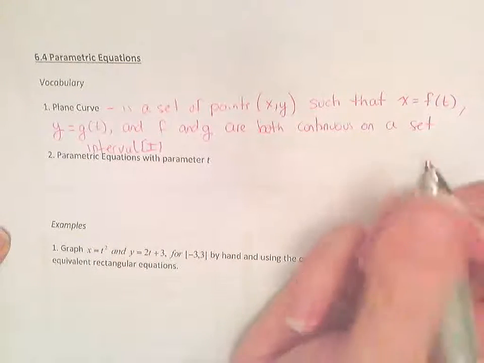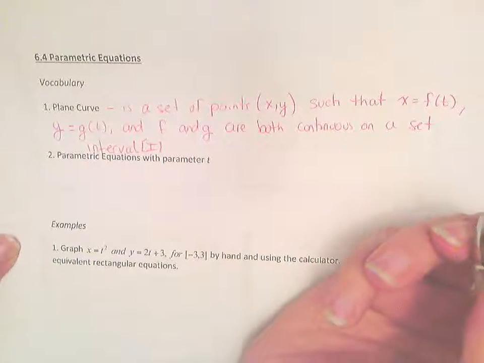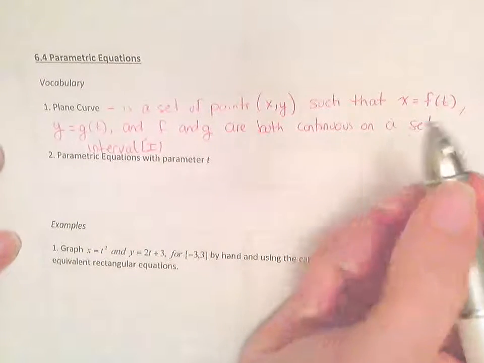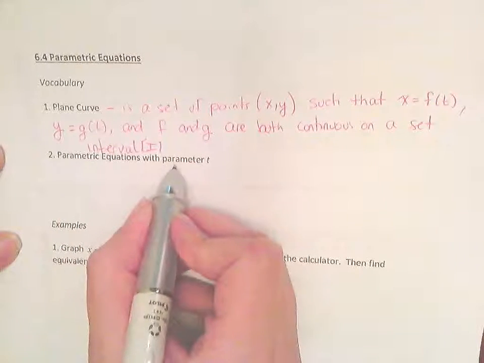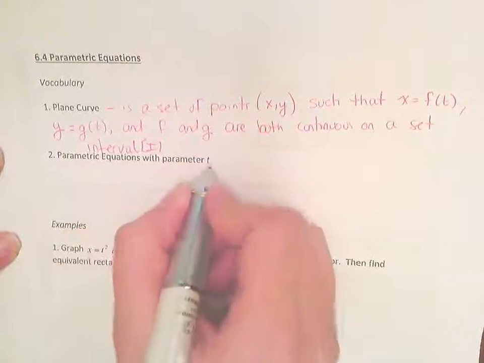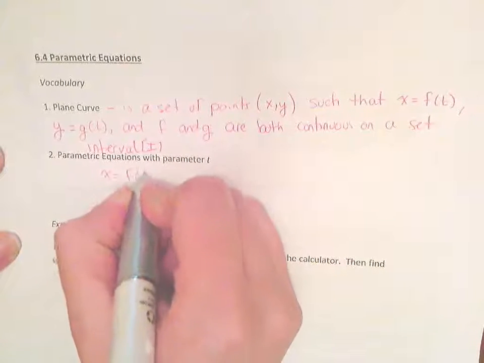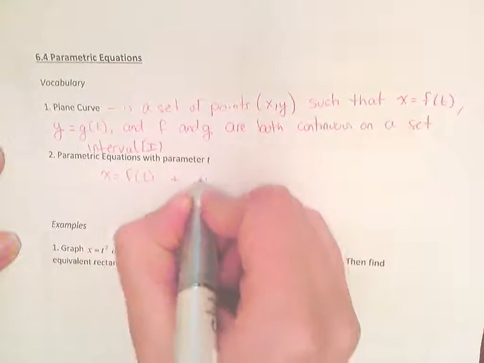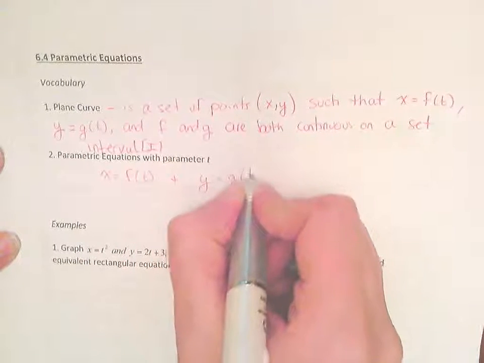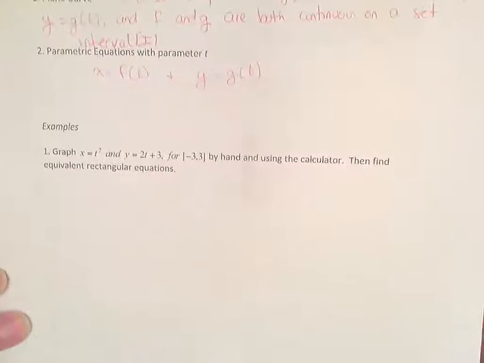Okay? And the equations x equals f of t and y equals g of t are parametric equations with a parameter t. So what are parametric equations with a parameter t? They are x equals f of t and y equals g of t. So the one example that we're going to focus on looks like this.